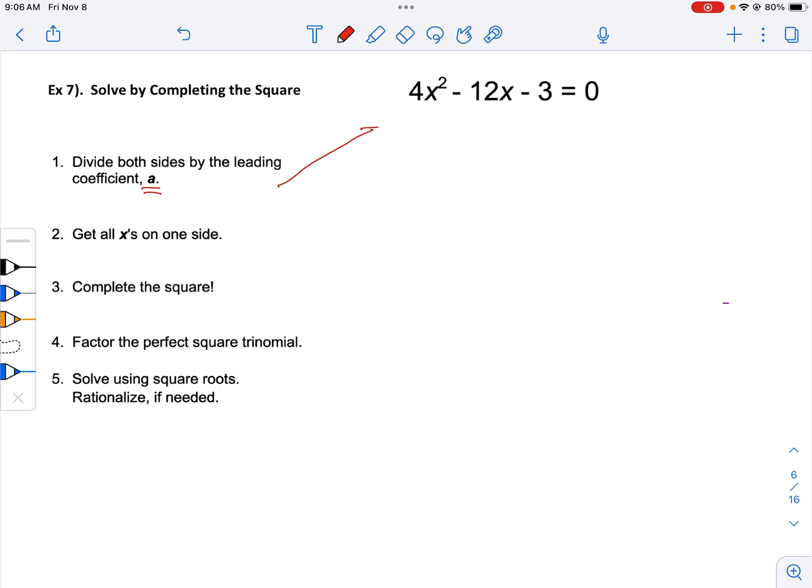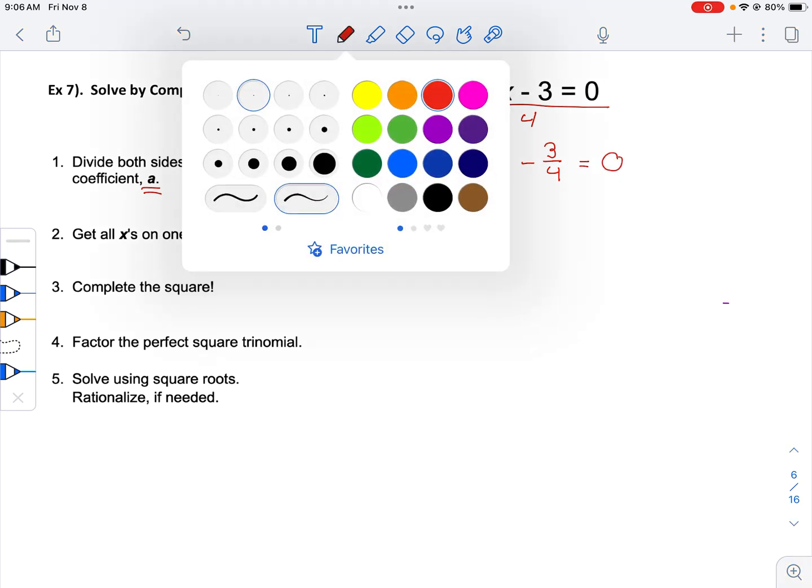So we're going to go back over here, and we're going to divide everything in the equation by a. That's going to give us x squared minus 3x, and this nasty fraction, negative 3/4, equals 0. Okay, now we do the next step.